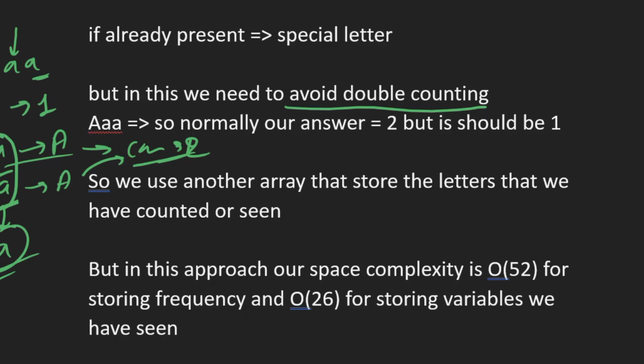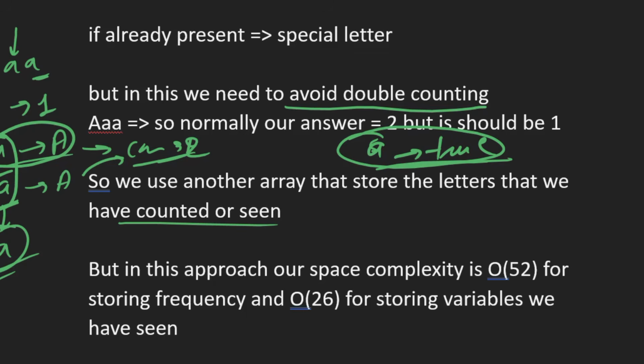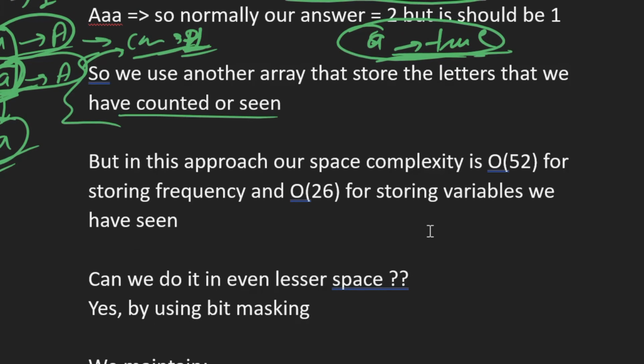We need to avoid this double counting, and for this we can use an array in which we store the letters that we have already counted or seen. Once we counted small a here, we mark small a as true, meaning we have already counted this letter. When we come here, we check whether small a is already counted or not. We see small a is already counted, so we don't count it again, and our count will be 1. This way we can use an array to avoid double counting.